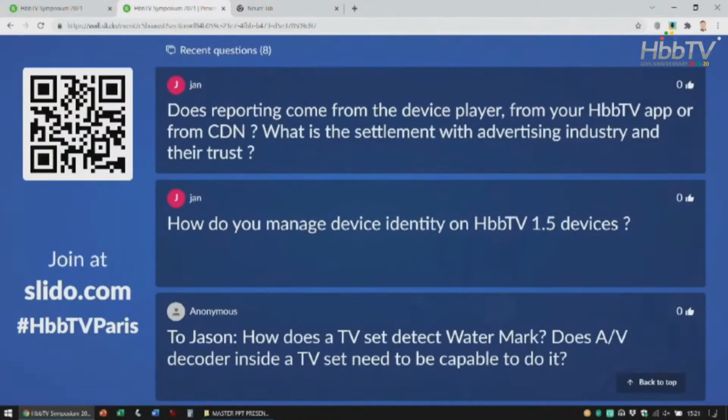First question. Does reporting come from the device player, from your HbbTV app, or from the CDN? What is the settlement with the advertising industry and their trust? Well, these are tough questions. Maybe because you are the one, Sylvia, selling the advertising, can you answer the question on the reporting?